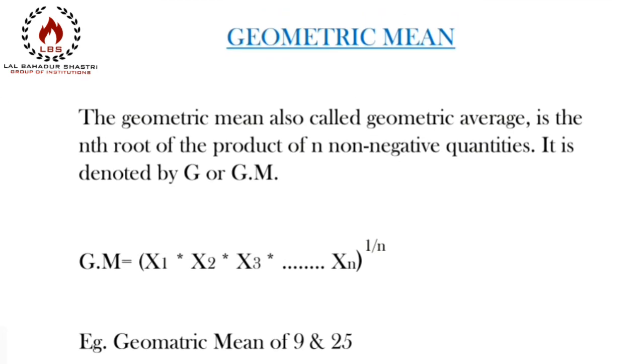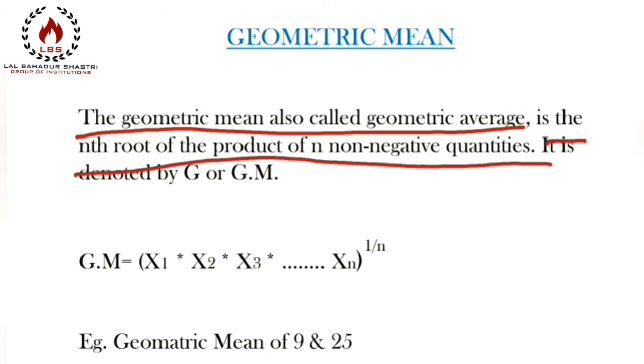Now geometric mean. The geometric mean is also called geometric average. It is the nth root of the product of non-negative quantities. It is denoted by G or GM.